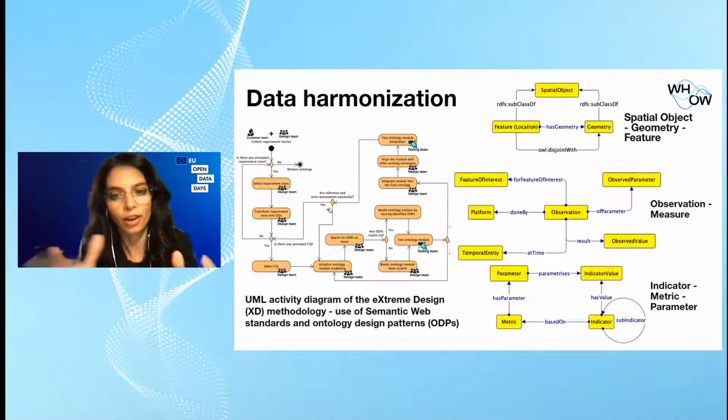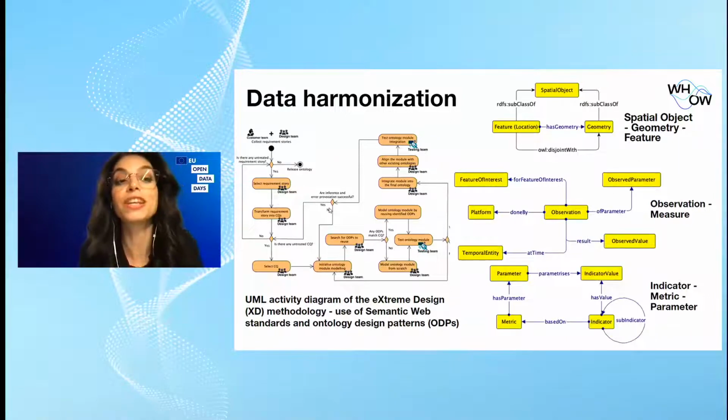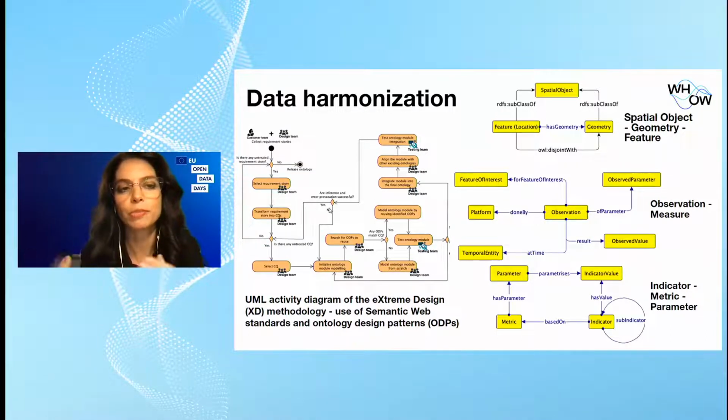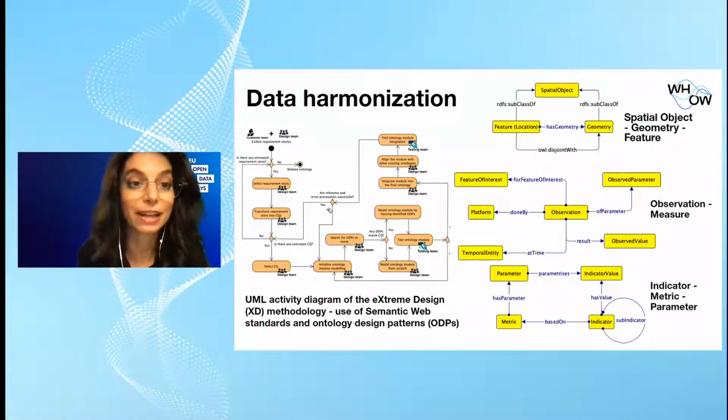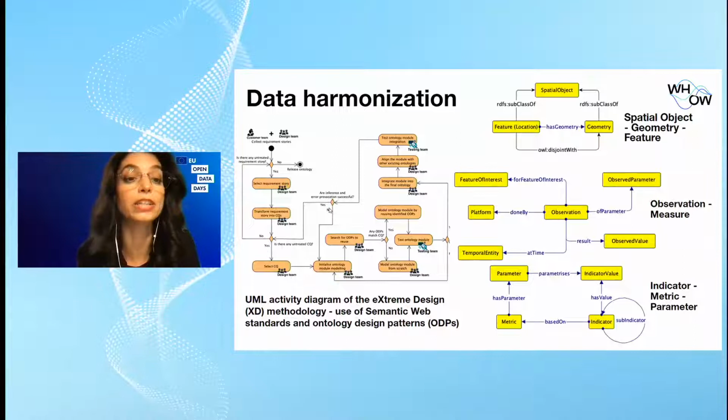On the right-hand side of this slide, you see some preliminary design patterns that we have already identified. If you are familiar with geospatial data, probably you are familiar also with this type of pattern. The first one, spatial object, feature, and geometry, comes from the OGC GeoSPARQL standard. The second one, observation and measure, comes from INSPIRE, which is the directive that we need to be compliant with because we deal, as I said before, with geospatial data.